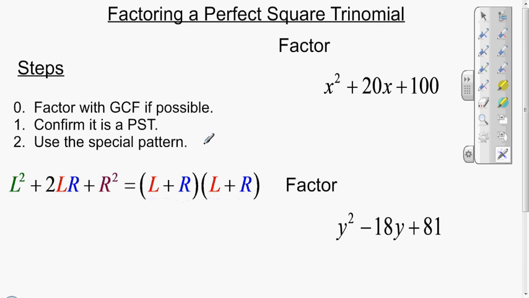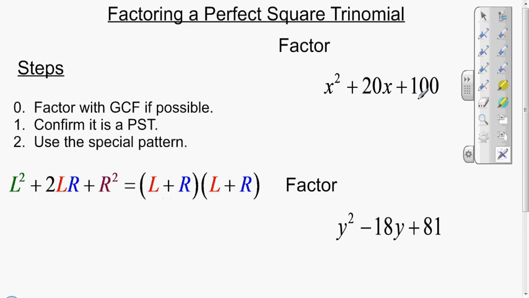Now, just a quick caveat. You're not always going to get a plus plus when you factor these. Sometimes you'll get a minus minus, and that just depends on the middle term. If the middle term is plus, you get two pluses. If the middle term is a minus, you're going to get two minuses. Okay, so let's kick into gear here and do some of these problems.